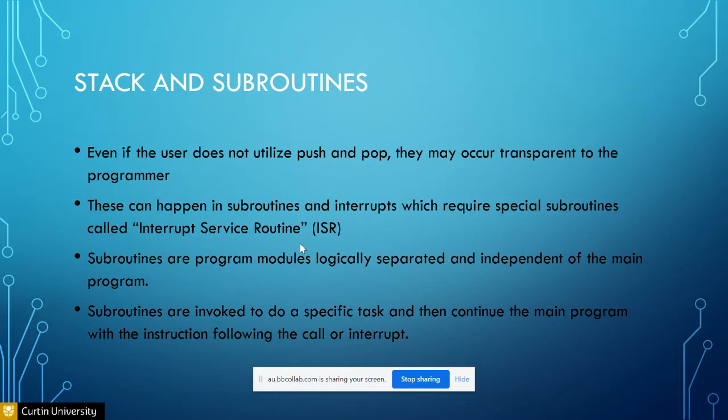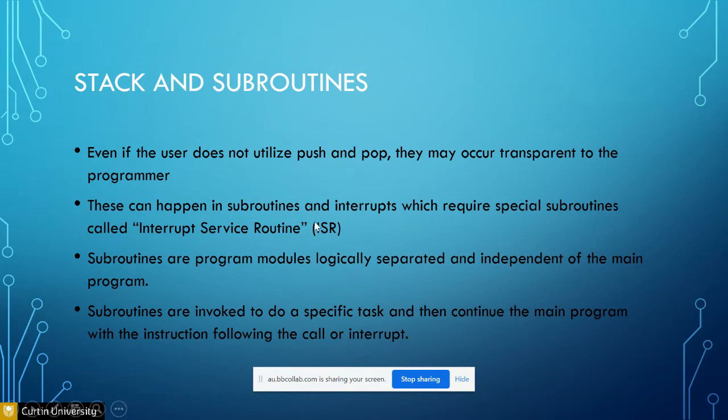So why do we use push and pop? Push and pop may occur transparent to the programmer, even if the user does not utilize them. They can happen in subroutines and interrupts, which require a special subroutine called the interrupt service routine. Subroutines are program modules logically separated and independent from the main program. You're just about to enter the lecture on the interrupt service routine.